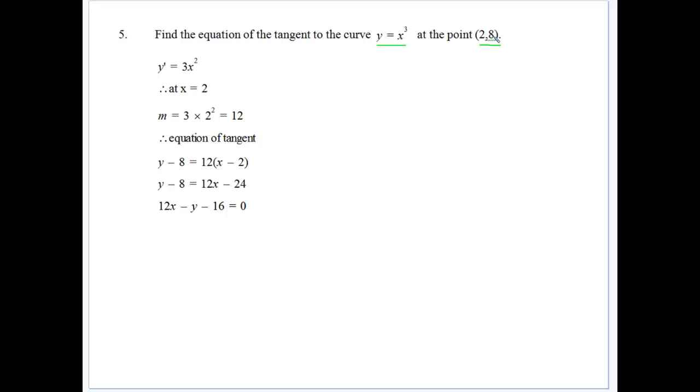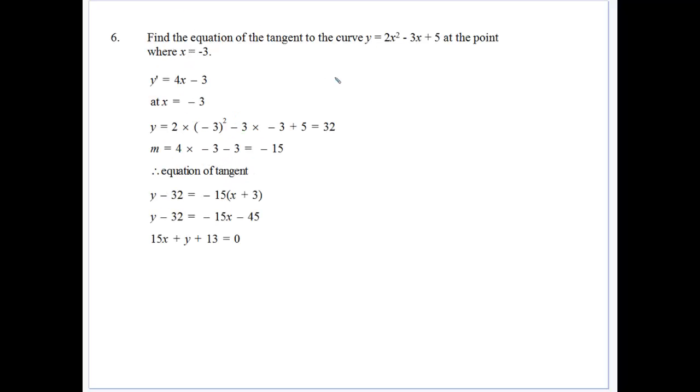This time we've got the curve y equals x cubed, and we've been given our point, so we don't have to work out our y value because it's given to us this time. We still do need our gradient though, so we derive: x cubed becomes 3x squared. At x equals 2, we do our substitution and we get 3 lots of 2 squared, which gives us 12. So a gradient of 12, our point of (2, 8). And then expand out and collect our terms and get it in general form.